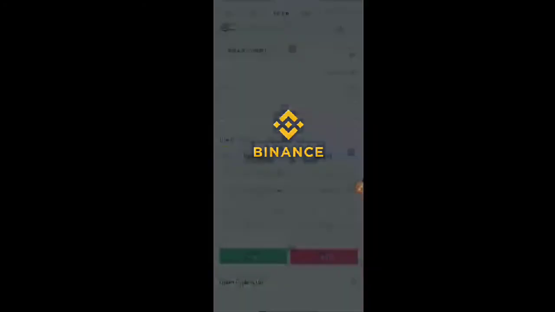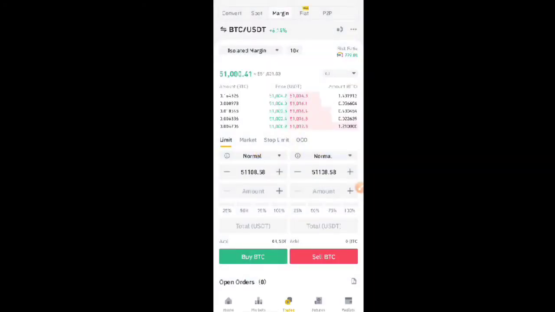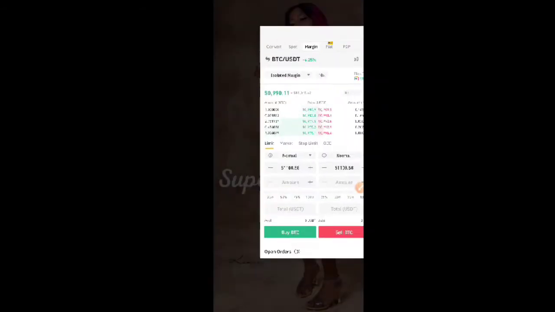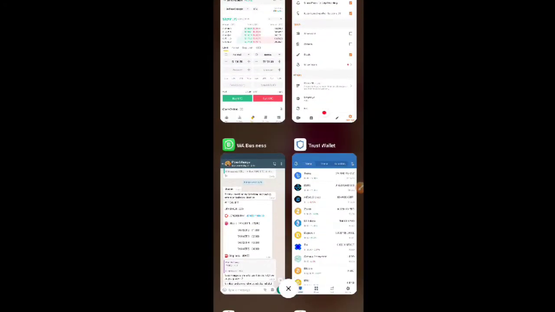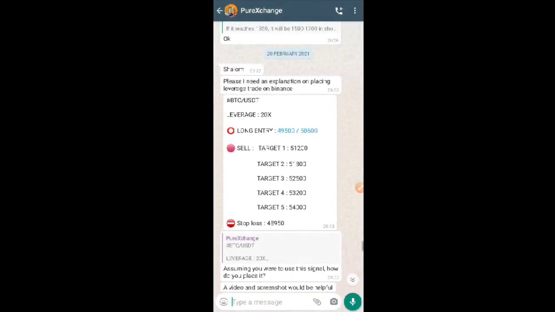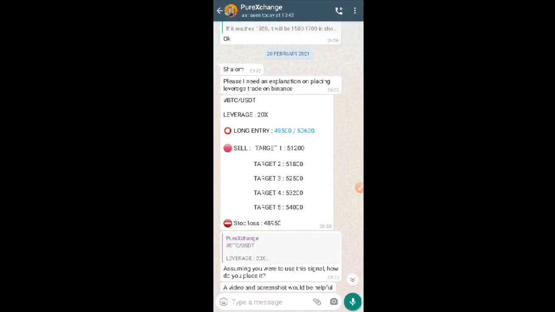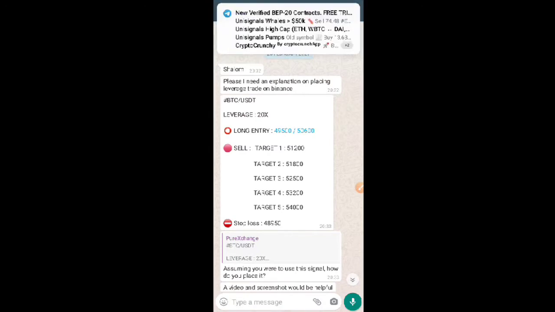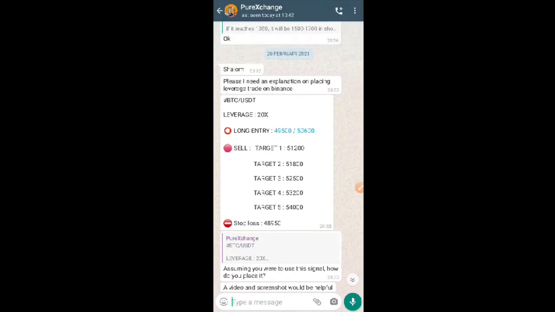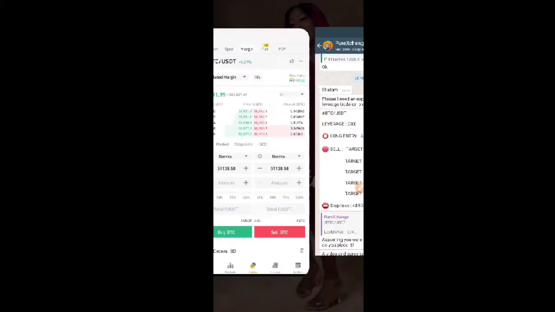So I'll be showing you how to execute a margin trade on Binance. First of all, let's just say you want to execute this signal. I'll show you this signal here. This signal says you want to long BTC using 2x leverage. The long entry price is 49,500 to 5,600, and we set sell targets at different levels using Binance margin trade. So let's see how you're going to do it.